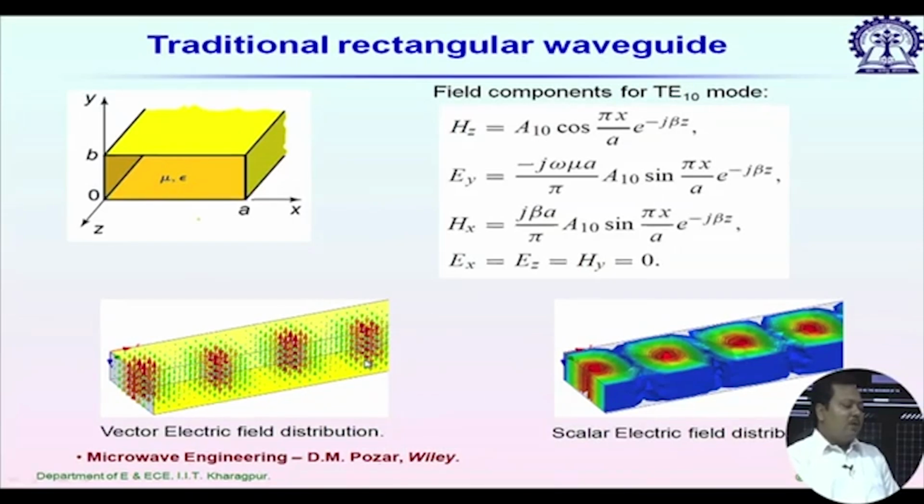We can also plot the scalar electric field distribution inside the rectangular waveguide. This is the plot. So, this is basically field strength versus x and y. We have maximum shown by these red lines and the minimum values are shown by blue lines.